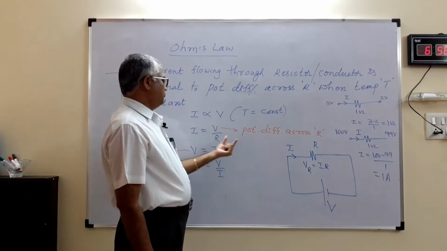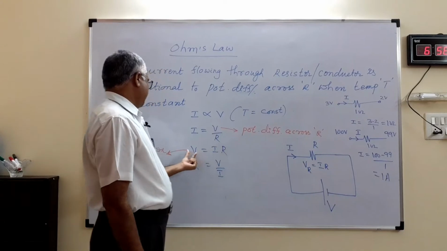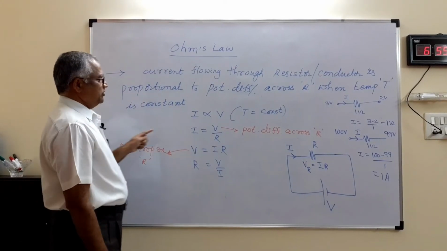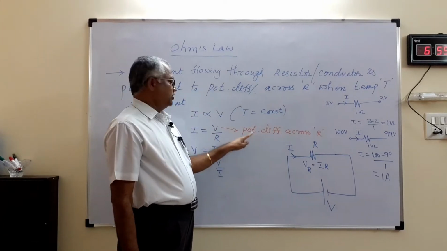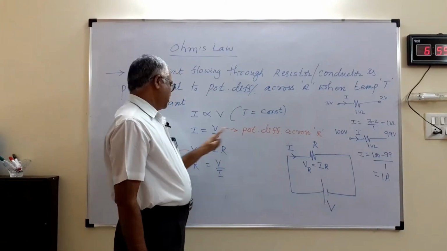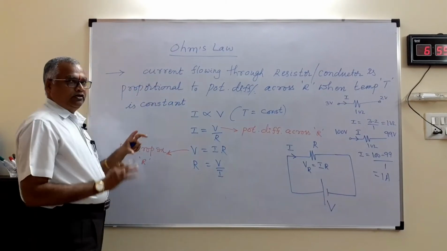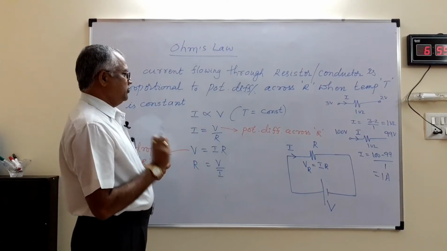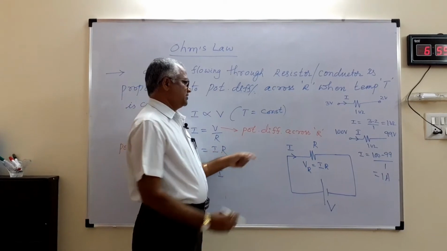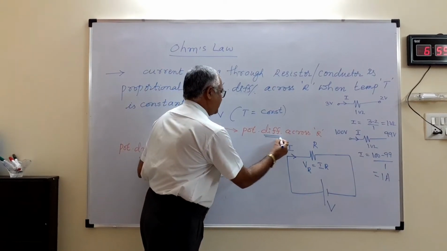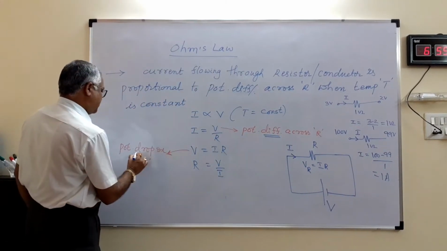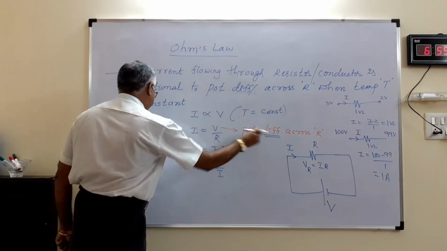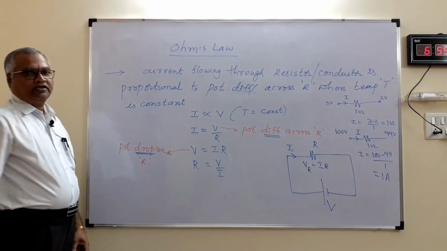This is a common word: V is a potential, this V is also potential, this is also voltage, this unit is also volt. These are all volt, common things. But what is the specific word you should use? Here the key word is difference. Here the key word is drop. If you really understand the difference between difference and drop, you have understood Ohm's law.